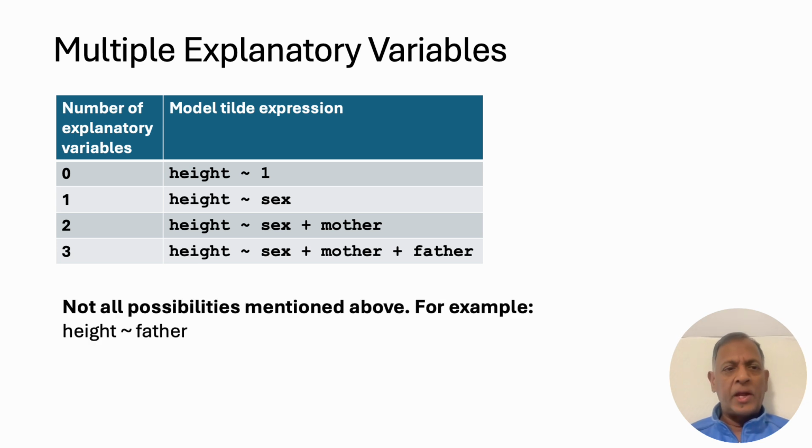Of course, there are many other models possible. For example, height explained as a function of mother's height, height explained as a function of father's height, height explained as a function of mother's height plus father's height, etc., etc. There are many other possible combinations.